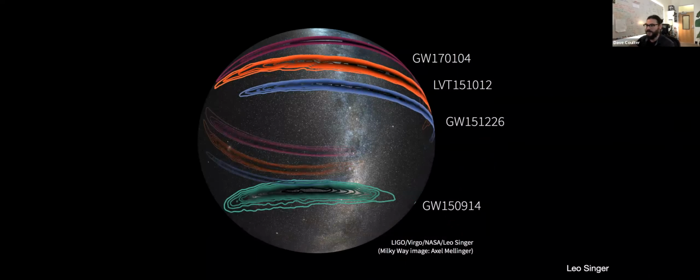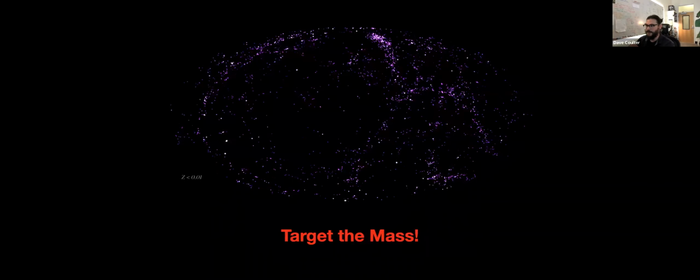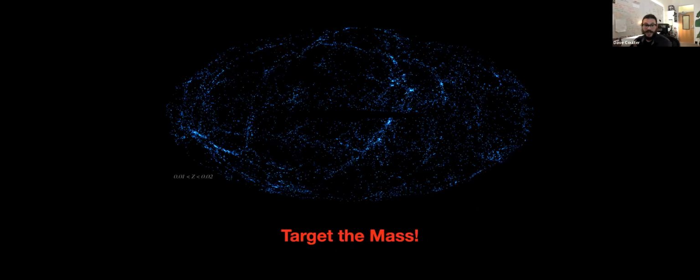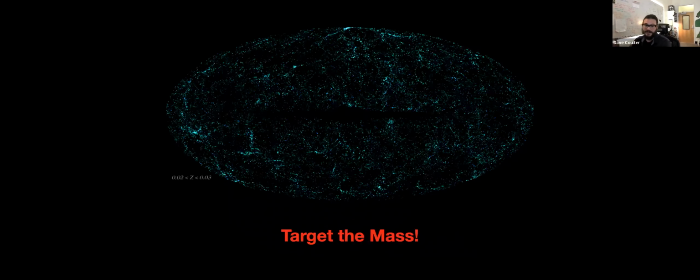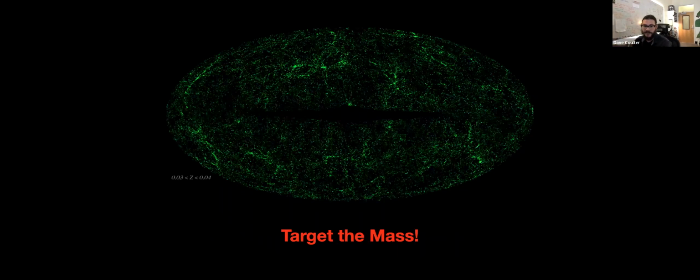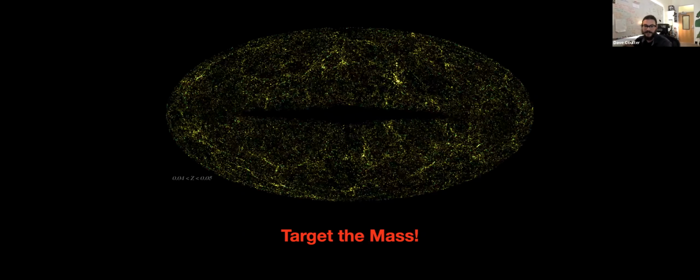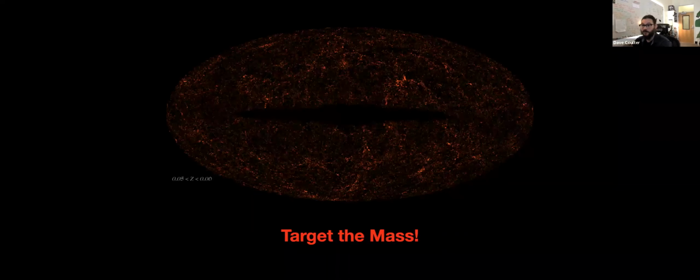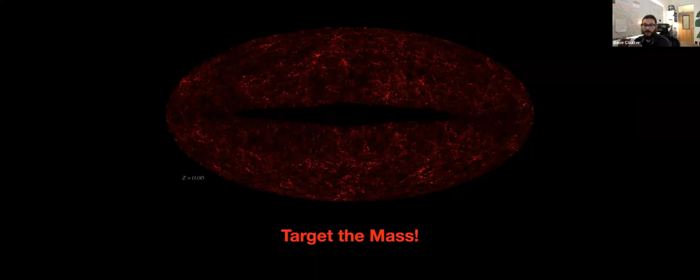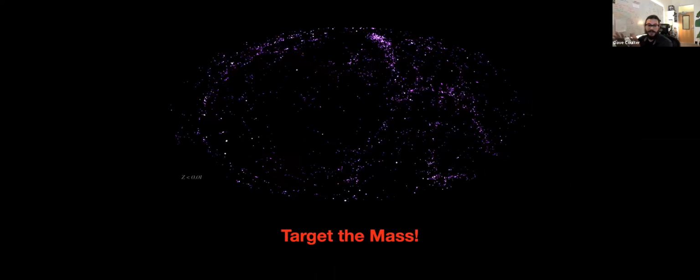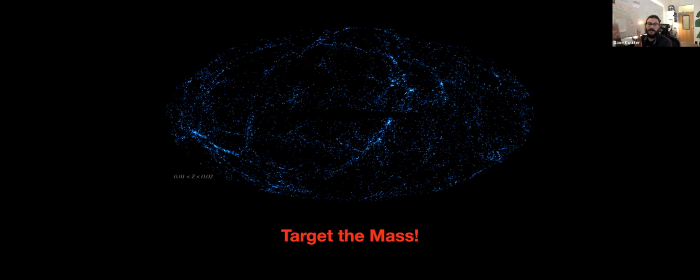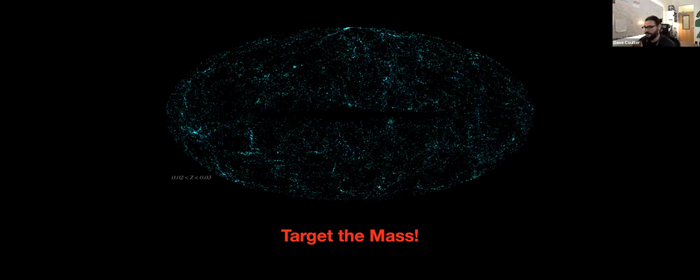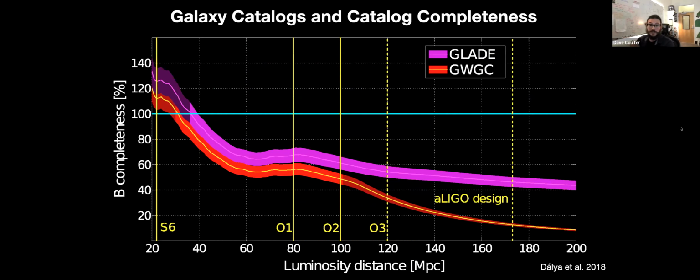So one way that we can make progress in this is to use a galaxy catalog to target galaxies, and that's because compact object remnants come from stars, and stars live in galaxies, and galaxies cluster. So if we can take advantage of that, then we don't have to essentially mow the lawn and just try to cover the entire localization region. And so to do that, you need a catalog. And so we're going to use the GLADE catalog.